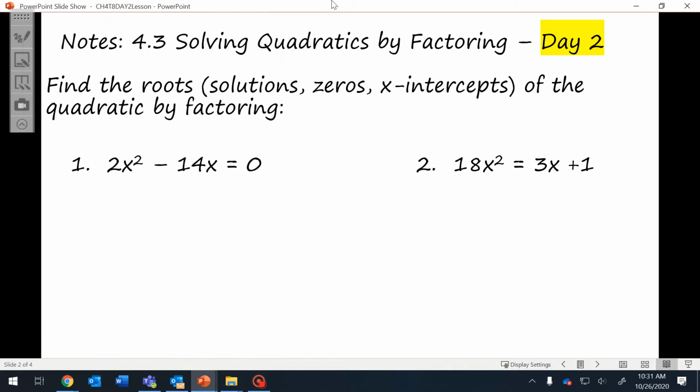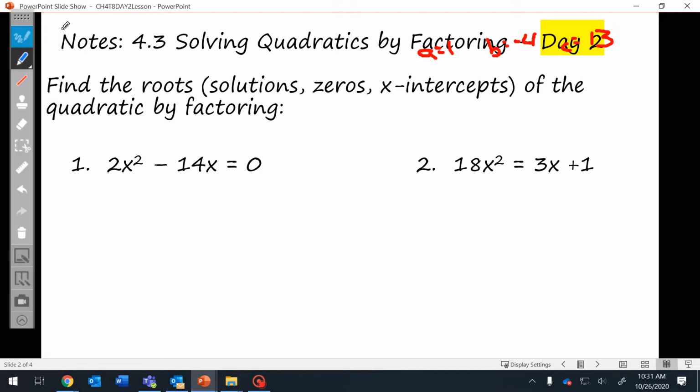Today we are continuing day 2 of solving by factoring. So we did this yesterday. Remember, when we're doing this, we're finding the solutions, or they're also called the roots, the zeros. They're also the x-intercepts of the graph. These all mean the same thing. So let's look at the first one.